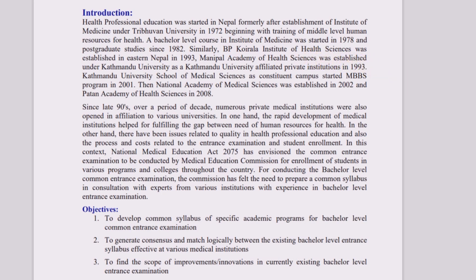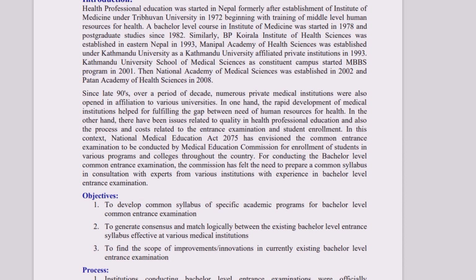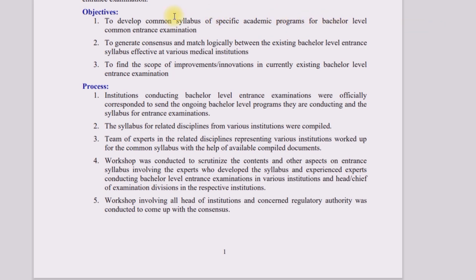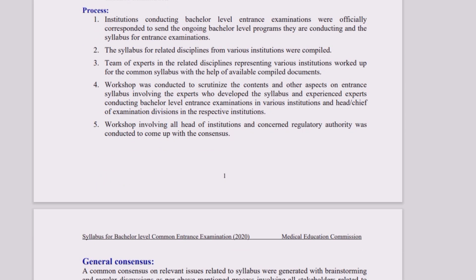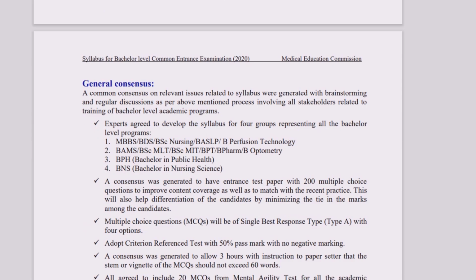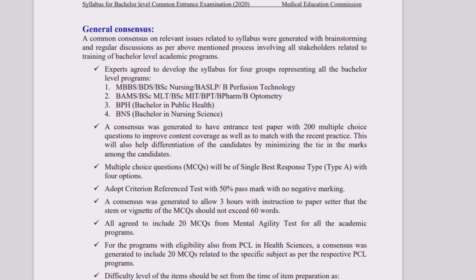And the objectives: MEC was basically for developing a common syllabus of specific academic programs for the bachelor level common entrance examination. We don't need this right now. And this is the process of how the syllabus was actually formulated. And there's this thing called general consensus and expertise. You can see this.